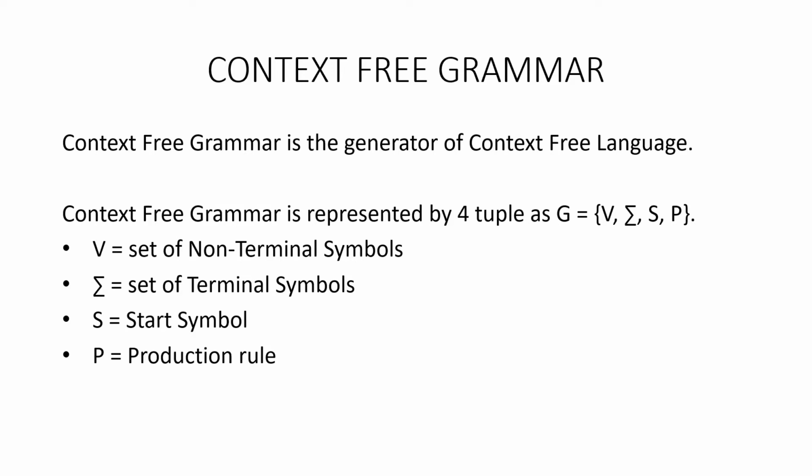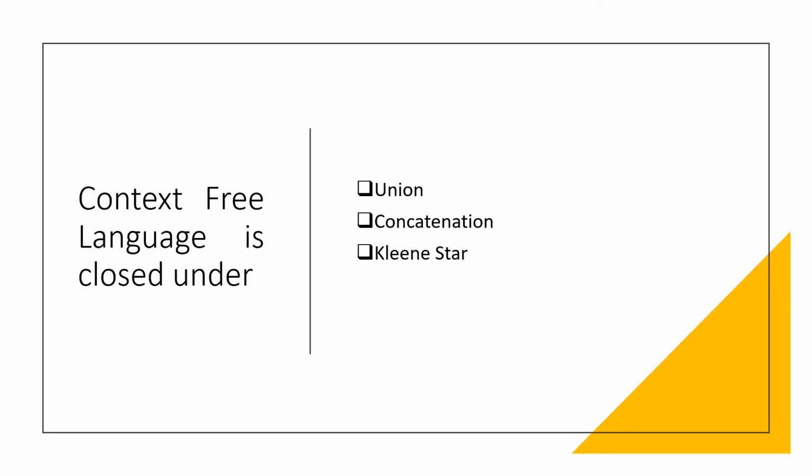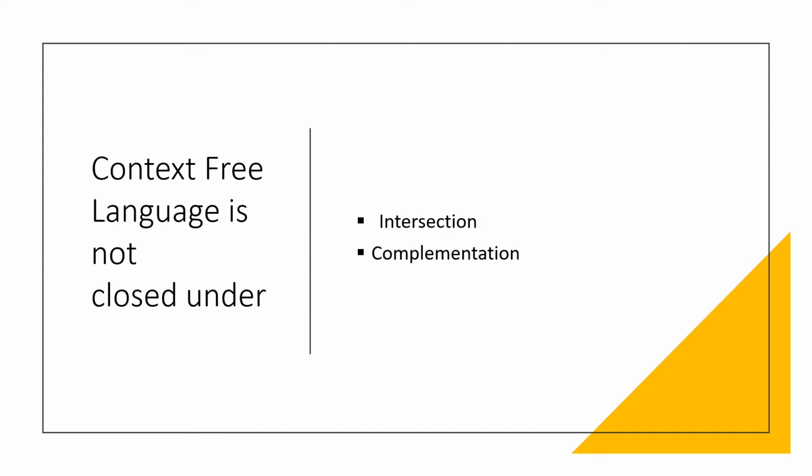Now let's see some of the closure properties of context-free language. Context-free language is closed under union, concatenation, and Kleene star. Context-free language is not closed under intersection and complementation. Now let's see those proofs.